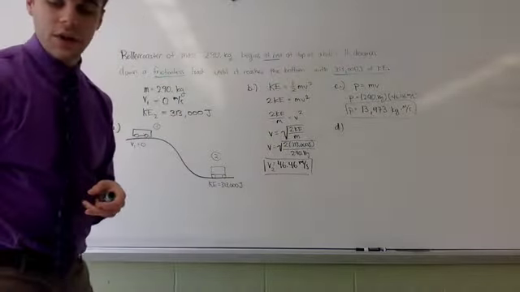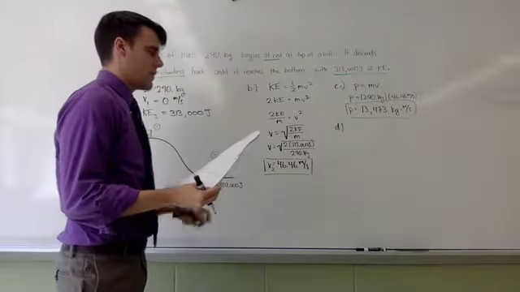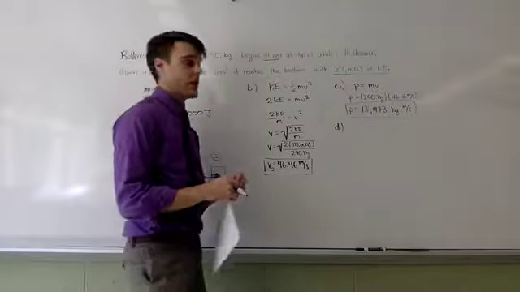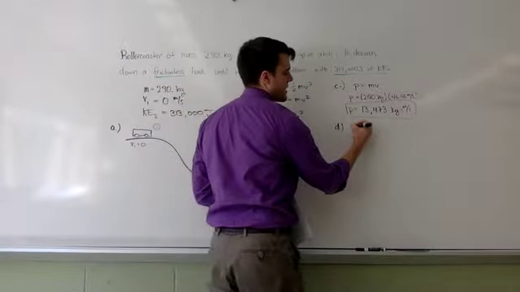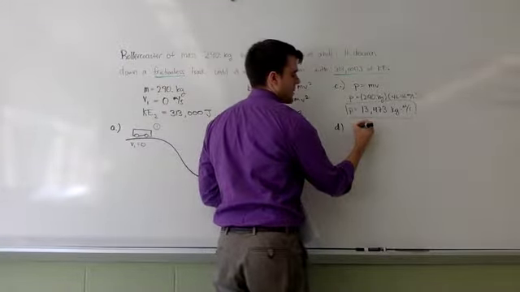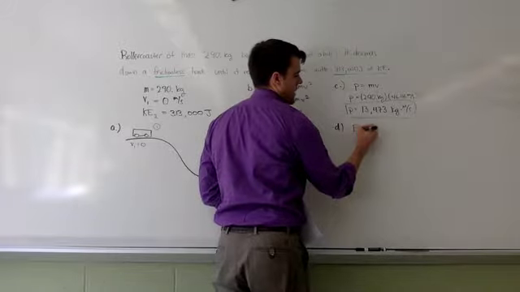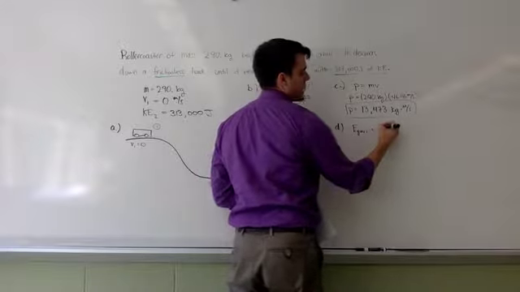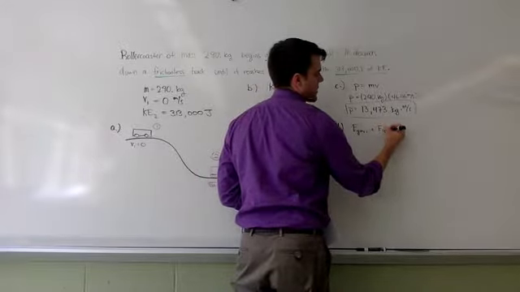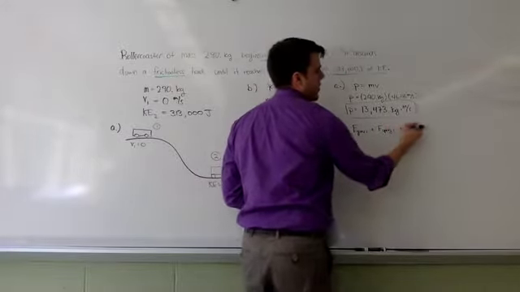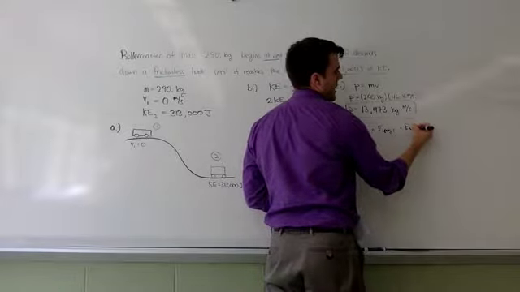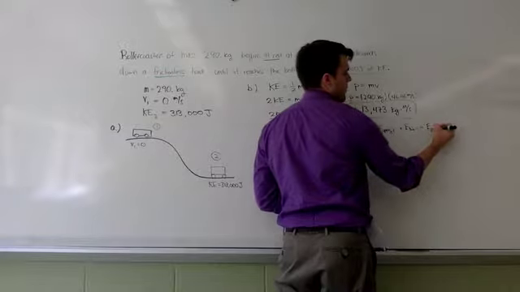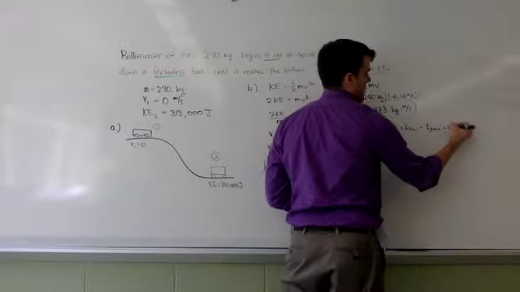So, moving on to part D. It says determine the height of the hill. So in order to determine the height of the hill, I need to look at conservation of energy. Conservation of energy says that my gravitational potential energy, so I'm going to say E grav at time 1, plus my spring potential at time 1, plus my kinetic energy at time 1, has to be equal to all three of those at time 2.